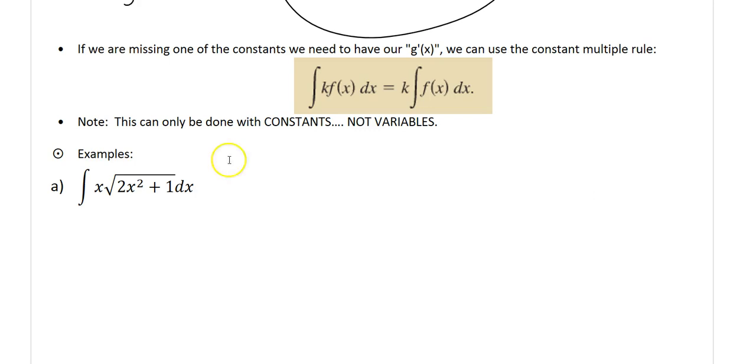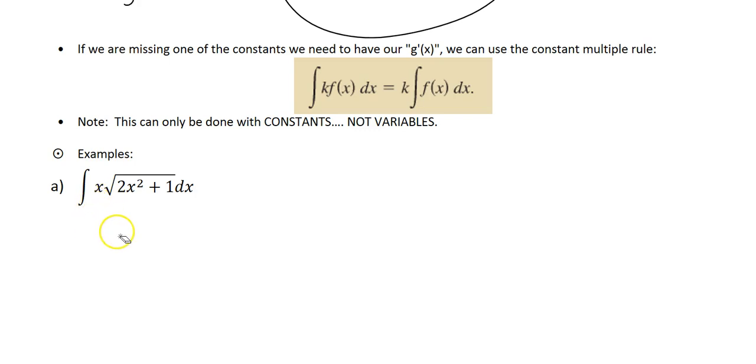Now one thing that's important to note is that this can only be done with constants, not with variables. If you think of your integral as a prison, your constants are visitors, they can go in and out, but the variables are stuck until you actually integrate. So you cannot multiply by a variable on the outside or bring a variable outside the integral, only a constant. So this is an example of what this might look like.